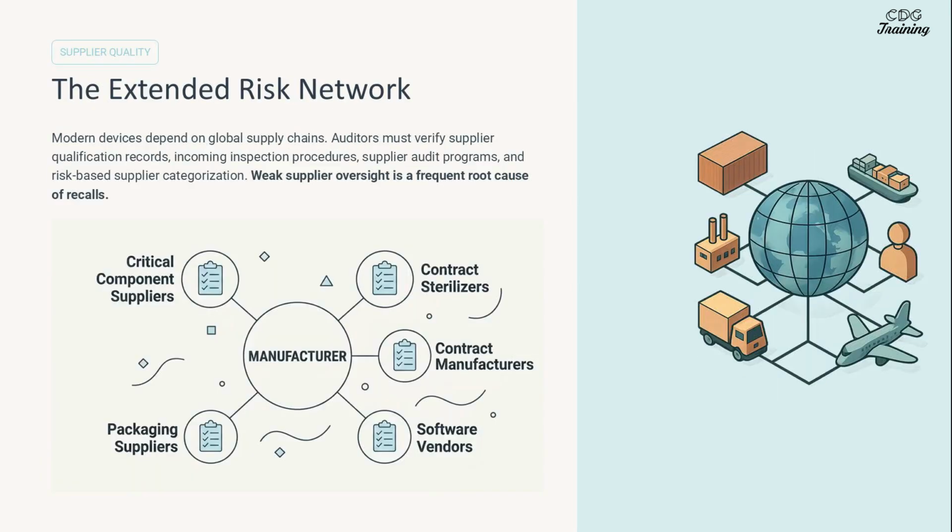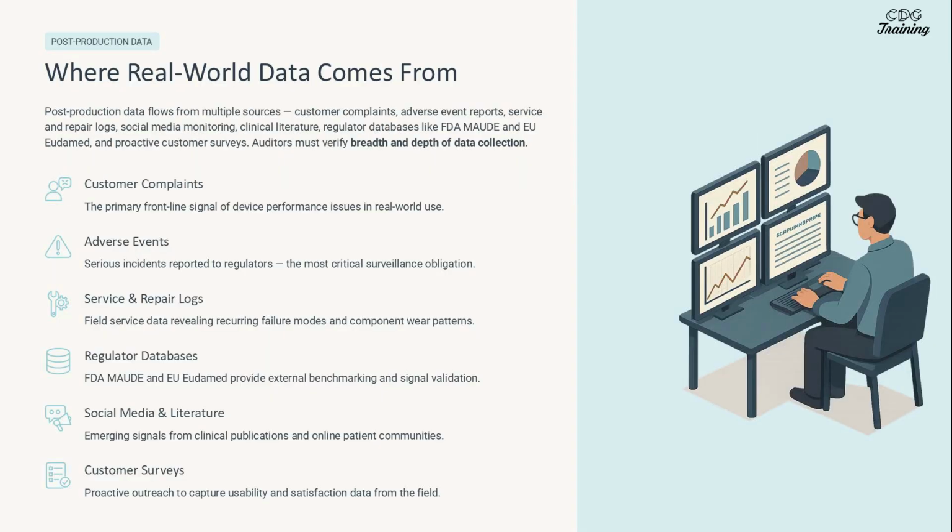Modern devices rely on global supply chains. Auditors must verify supplier qualifications and risk-based supplier categorization to prevent recalls and ensure safety. Post-production data is gathered from various sources, including customer complaints and regulatory databases. Auditors must ensure comprehensive data collection for effective surveillance.